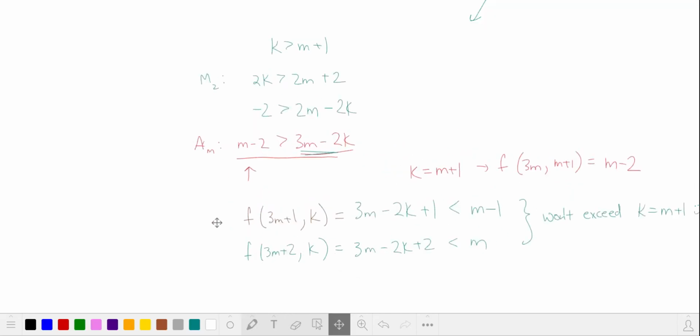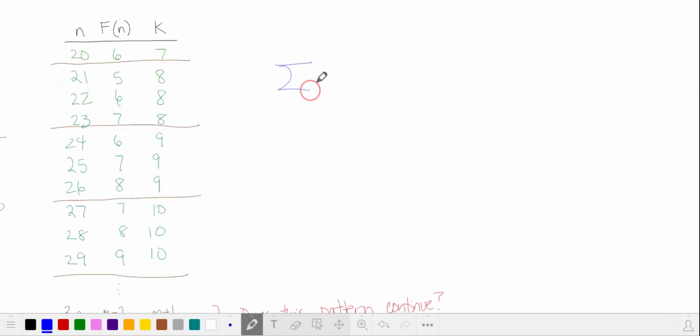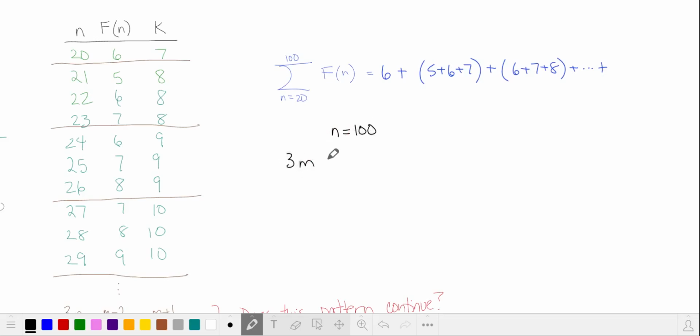So let's go ahead and add our numbers. We're supposed to sum capital F of n as n goes from 20 to 100. Our first number here is 6, and then we have this triplet 5, 6, 7, and then the next triplet of consecutive integers, and so on. We're looking for n is equal to 100 for our last term. We note that this is one more than a multiple of 3, so I'll write this as 3m plus 1, which gives us m is equal to 33.